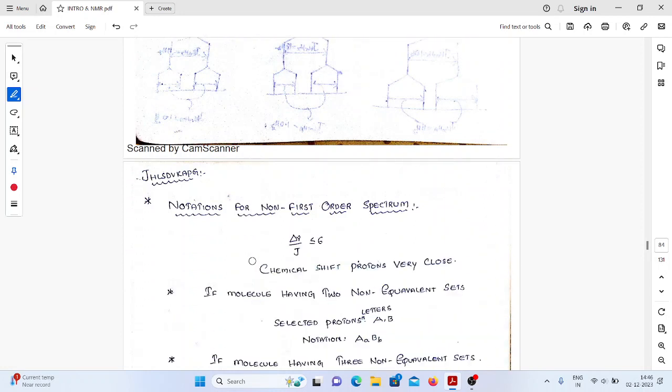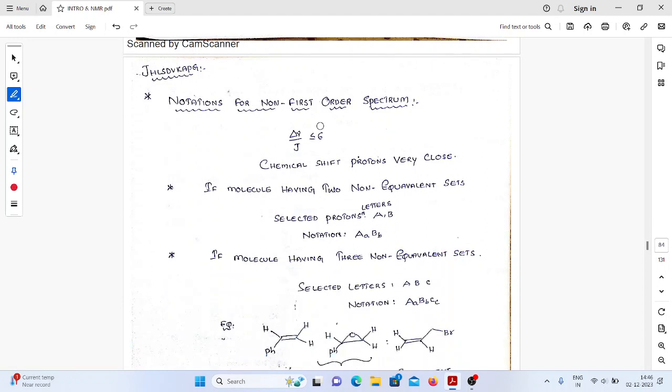Let's see the notation for non-first order spectra. What is the condition for non-first order spectra? Delta nu by J is less than or equal to 6. The chemical shift values are closer. That's why the spectra is very complex in nature. The first case: if the molecule has two non-equivalent sets of protons, we need to give two letters. What are the letters? A and B. The difference between the chemical shifts of the protons is going to be very small.